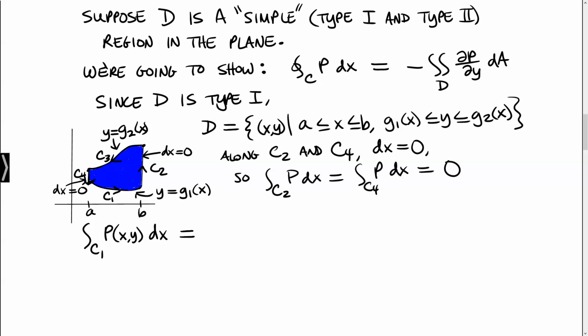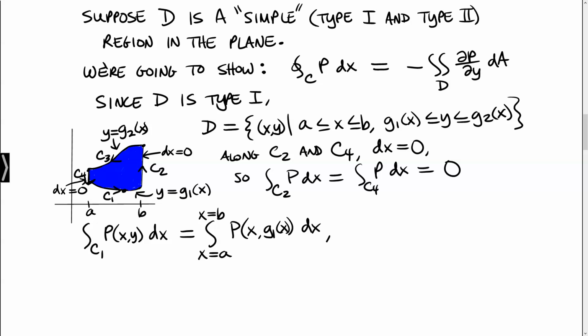Okay. But we know that along C1, a point along C1 is not just xy. A point right there doesn't have just coordinates xy, it has coordinates x, g1 of x, because it's on the lower boundary. So this is really the integral, and since I'm integrating with respect to x, I don't have to parameterize this with t. I can just say x going from a to b. And so this is now the integral of p of x, g1 of x, dx.